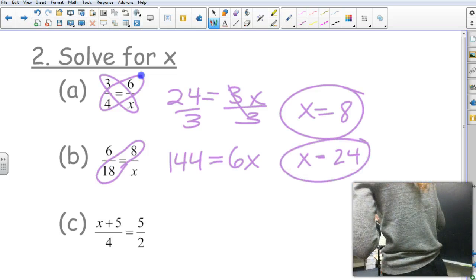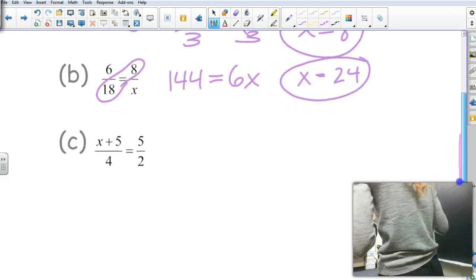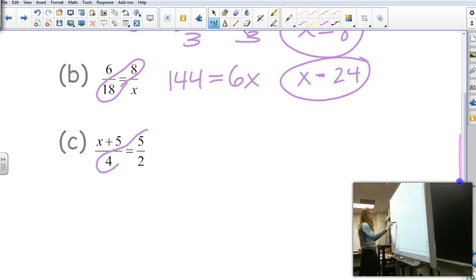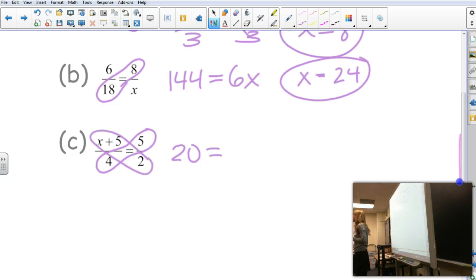All right, C is a little bit different. You can't just cross multiply and divide on this one. Let's cross multiply. 5 times 4 is 20. And then 2, like I said, 2 times x plus 5 is not 2x plus 5. It's 2x plus 10. Because you have to multiply the 2 times the x and then the 2 times the 5.